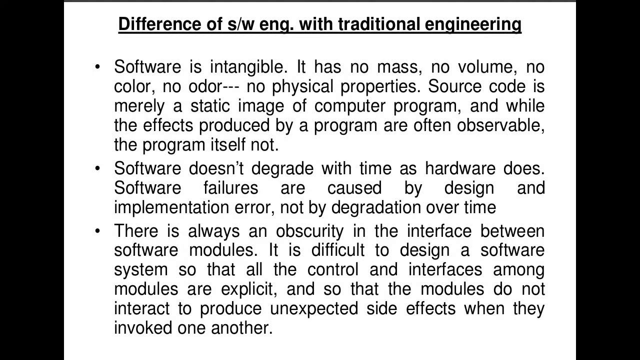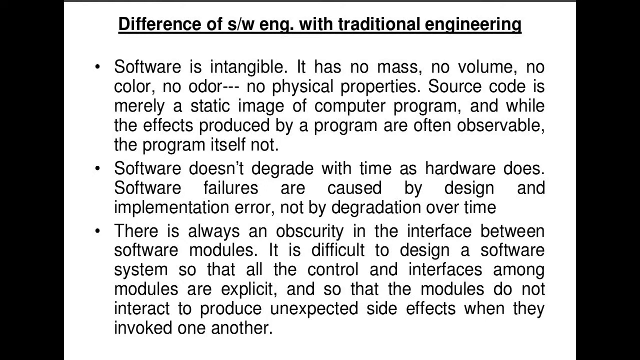So, the difference between software engineering and traditional engineering. How is software engineering different from traditional engineering? Number one, software is intangible. That means it has no mass, no volume, no color, no odor, no physical properties. Source code is merely a static image of a computer program, and while the effects produced by programs are often observable, the program itself is not. Number two, software does not degrade with time as hardware does. So software failures are caused by design and implementation errors, not by degradation over time.